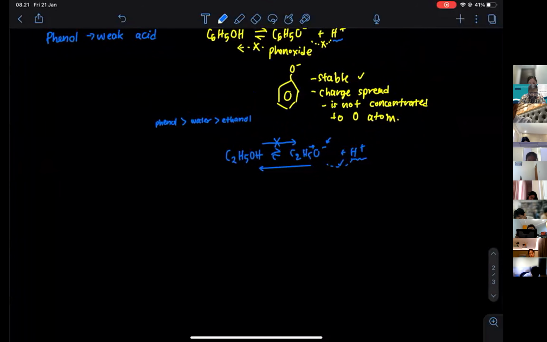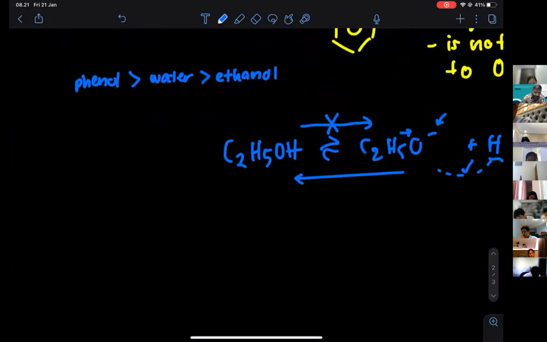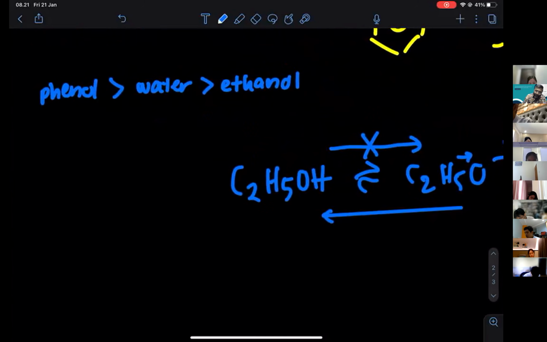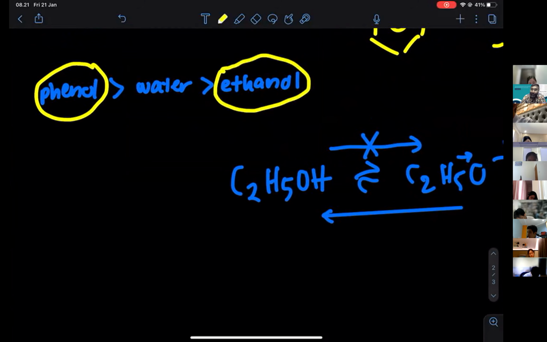But when it comes to reactions, this will really affect the reaction, because phenol will react as though it is a weak acid, like carboxylic acid and so on. For example, it can react with sodium, and it can react with sodium hydroxide.